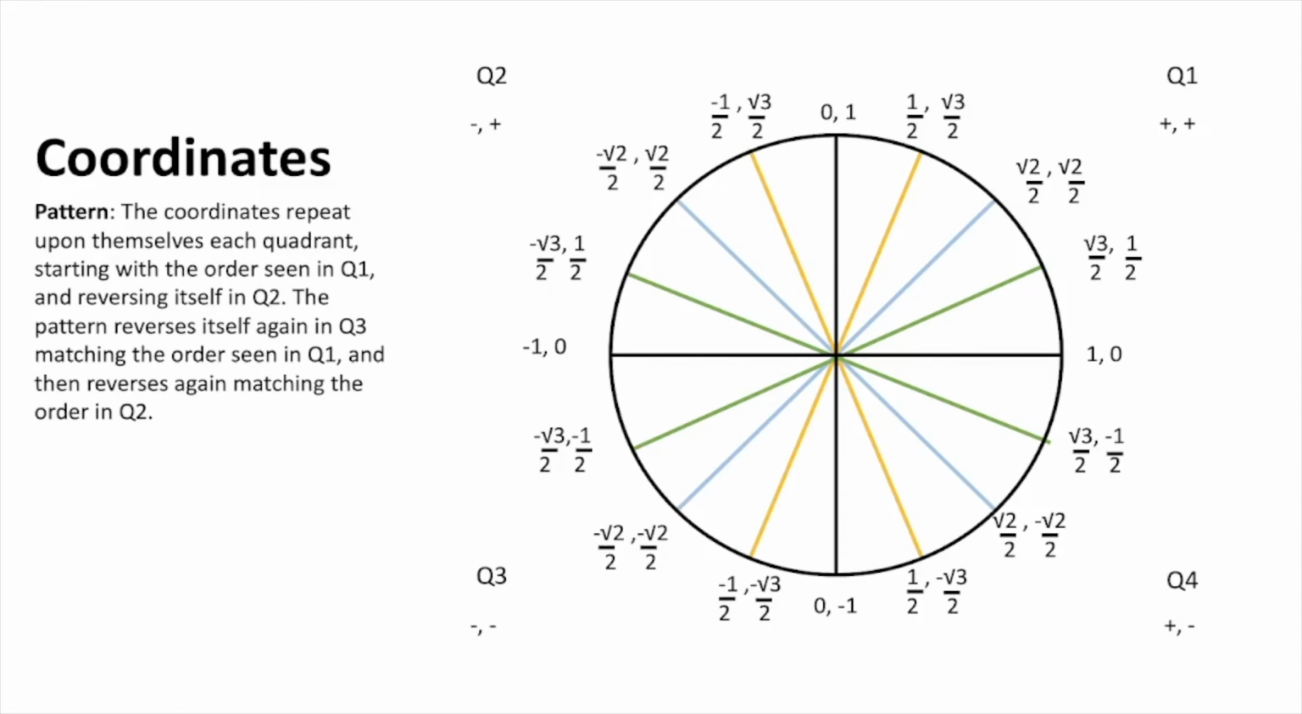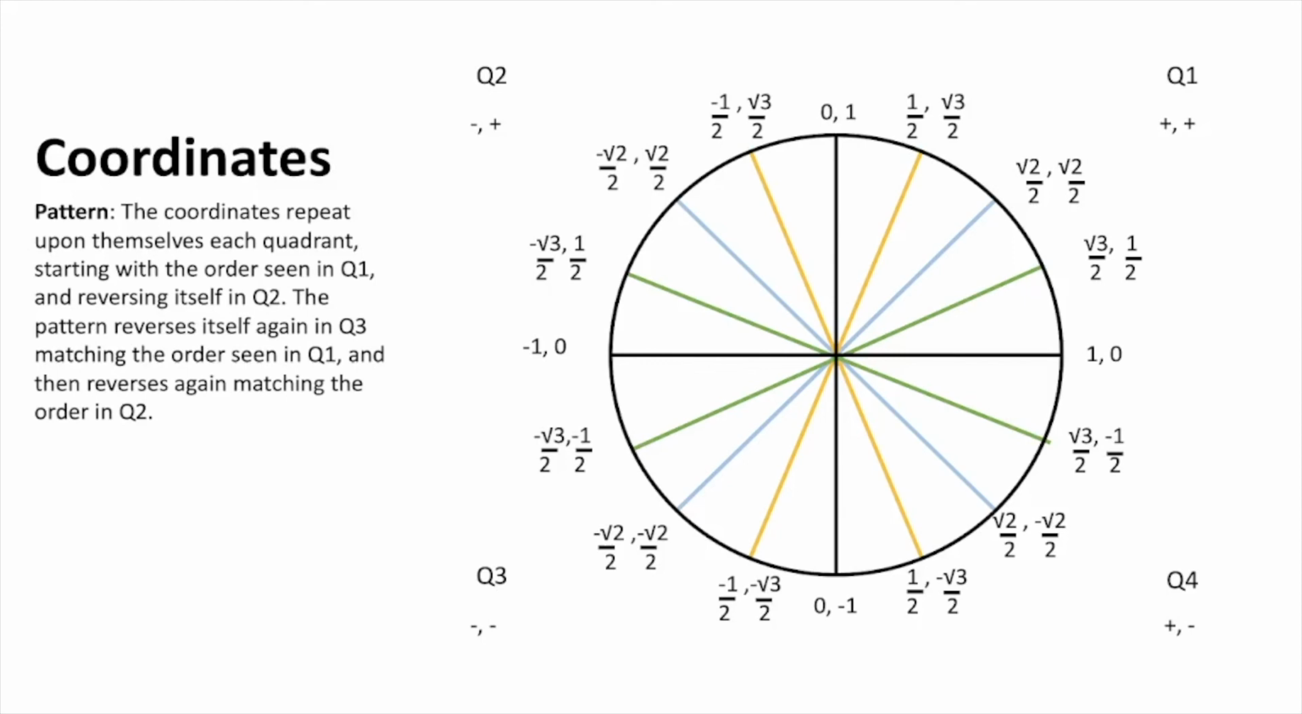Now let's talk coordinates. Like everything else we've talked about thus far, the pairings follow a pattern. It's pretty easy to remember the pattern so long as you know the order of the coordinates in quadrant 1. The coordinates in quadrant 1 go root 3 over 2, 1/2, root 2 over 2, root 2 over 2, and 1/2, root 3 over 2. Then in quadrant 2, you follow the same pattern, but in reverse, going 1/2, root 3 over 2, root 2 over 2, root 2 over 2, and root 3 over 2, 1/2.